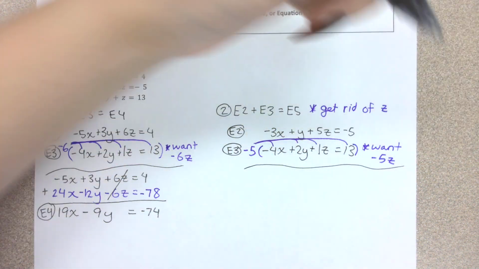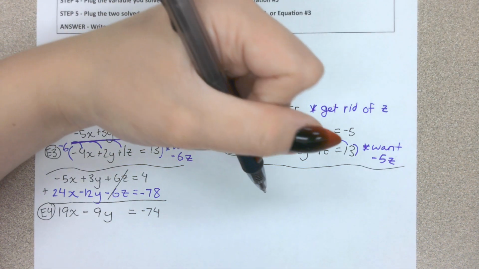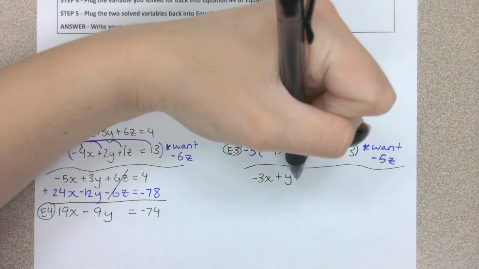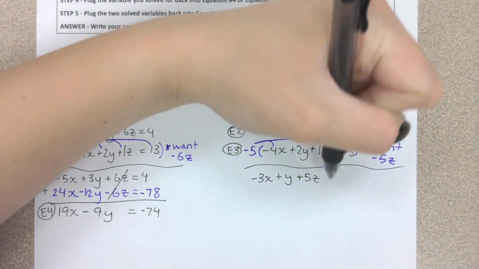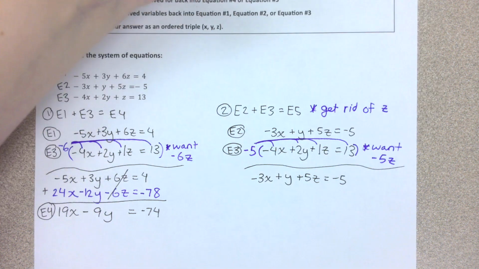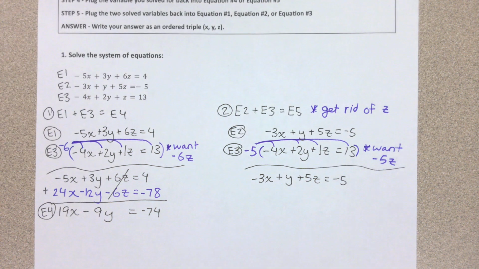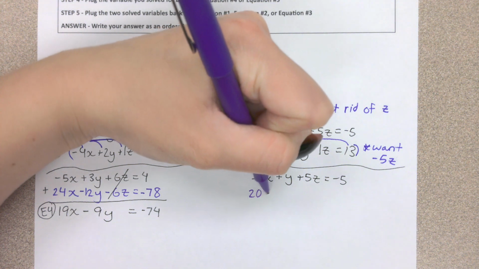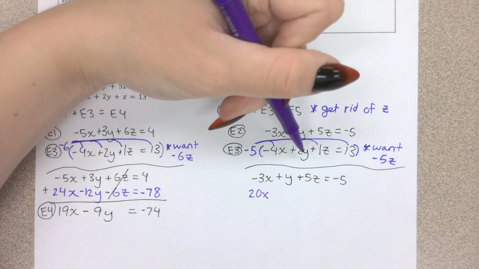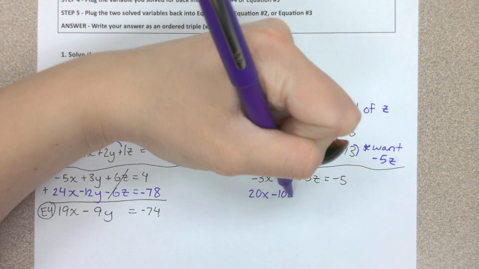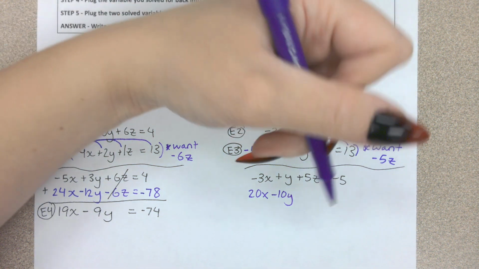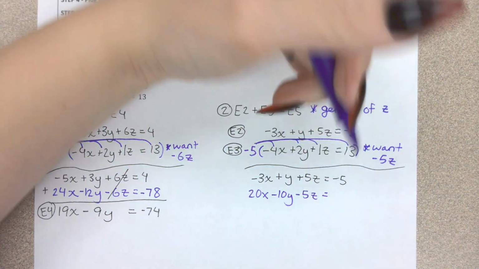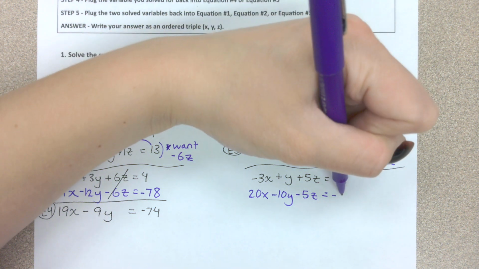So I'm going to rewrite the top equation first. Negative 3x plus y plus 5z equals negative 5. And then on the bottom, negative 5 times negative 4x, that's positive 20x. Negative 5 times 2y, that's negative 10y. Negative 5 times 1z, that's negative 5z. Negative 5 times 13, that is negative 65.